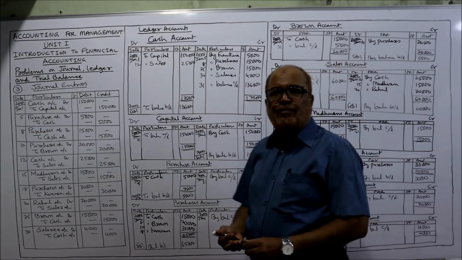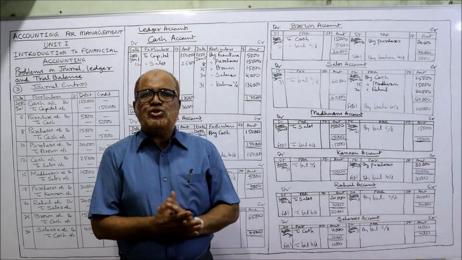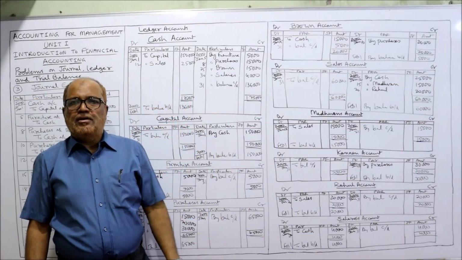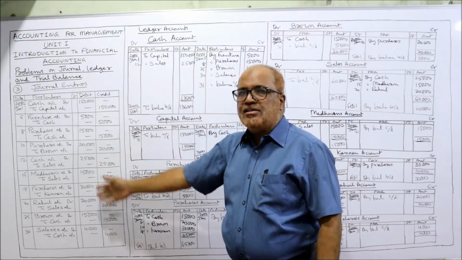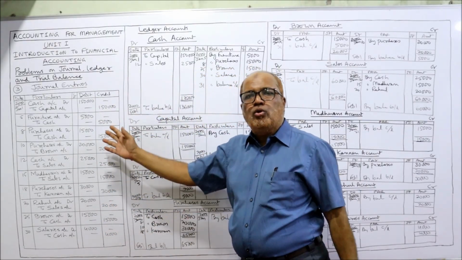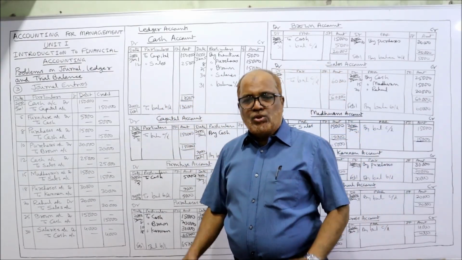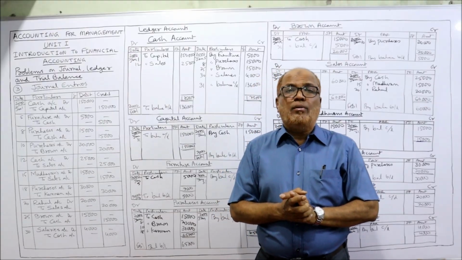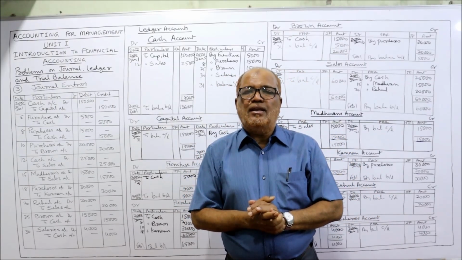That's all. This is the complete posting of all the accounts. So in this problem, first of all, I have passed the journal entries and I have shown you how to make the posting in the ledger accounts. That's all. So this is the end of problem number 3. We'll continue the next problem in the next video.